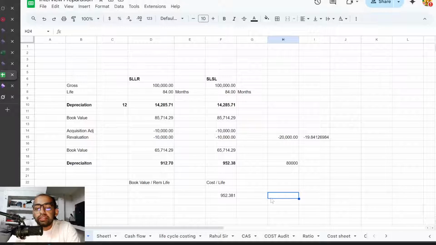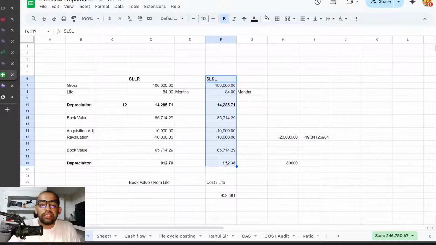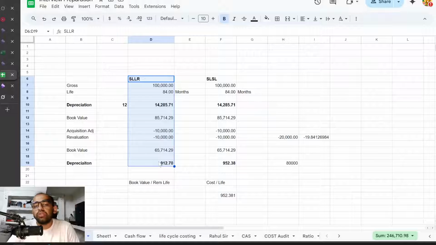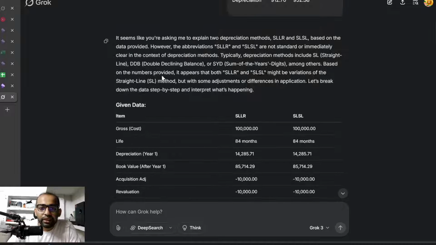Now there is some problem in this method because it doesn't align with IFRS, that is our accounting standards. Accounting standards say if we do any revaluation, then the total revaluation will be spread over the remaining life of the fixed asset. But this depreciation method doesn't take into account this accounting standard principle, but the life remaining method takes into account this principle. Let's check Grok, that is the AI based explanation.